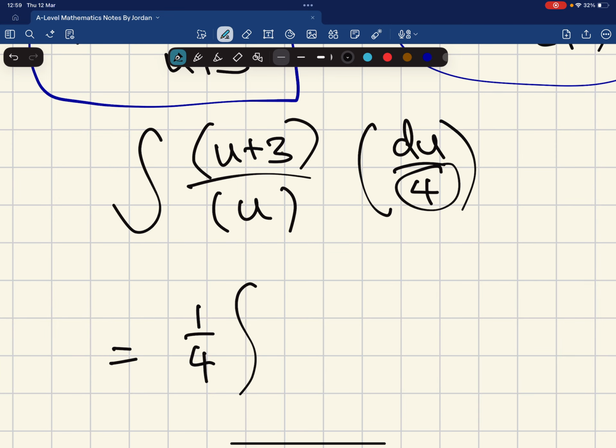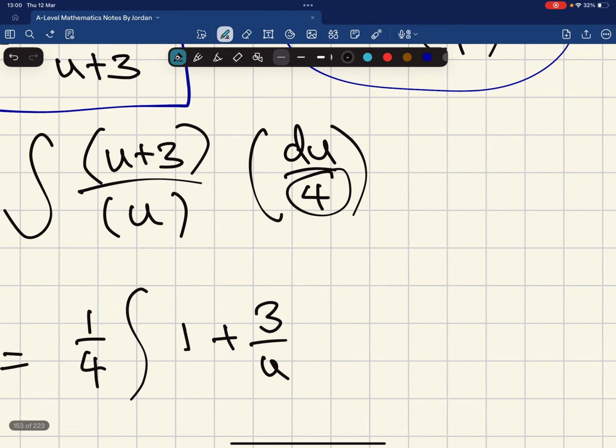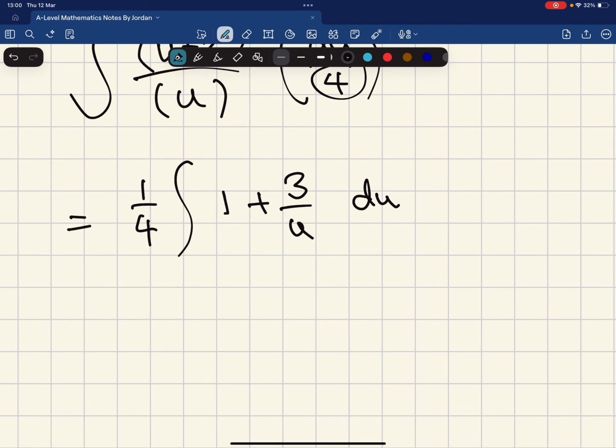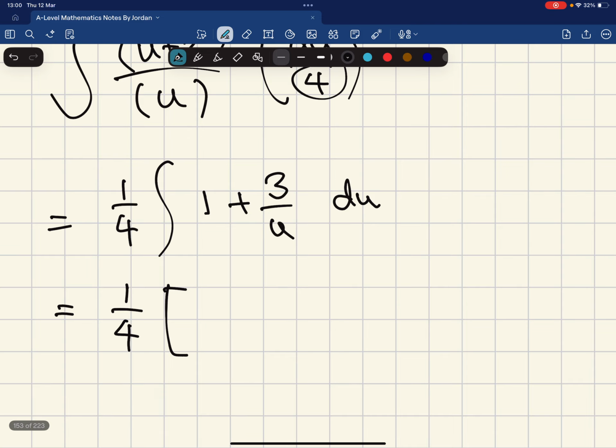Then if you notice, I've got u plus 3 over u. This can be split into 2 fractions. So u divided by u will just give us 1. And then 3 divided by u, I'll just write as 3 divided by u. Don't forget the du is also on the end there. And then this is easy to perform now. Let's keep the 1/4 there for now, like we do. Integrating 1 with respect to u just gives us u. And then 3 over u will go to 3 ln u.